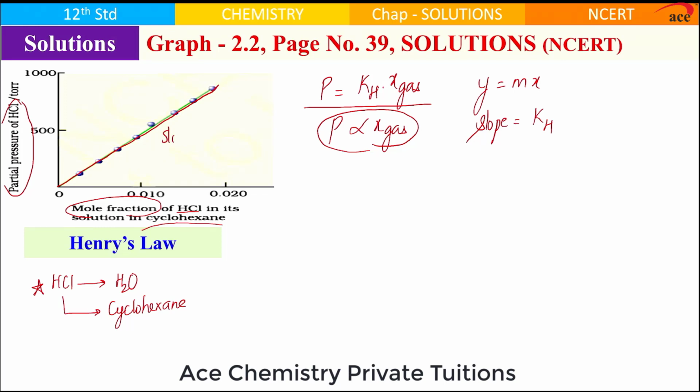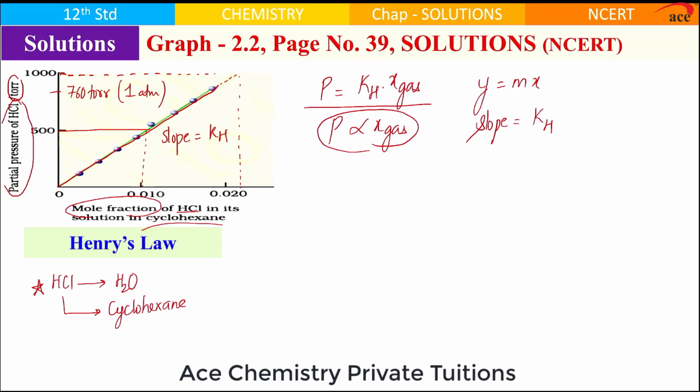And what is the slope of this straight line? The slope of this straight line is Kh. Now what is worth noting is when the pressure is 500 torr, it has solubility of almost 0.010. That's quite low solubility. That clearly indicates HCl is hardly soluble in cyclohexane. And when the pressure is 1000 torr, the mole fraction is slightly above 0.020. That means even after the pressure crosses 760 torr, that is 1 atmosphere, still the solubility is low.